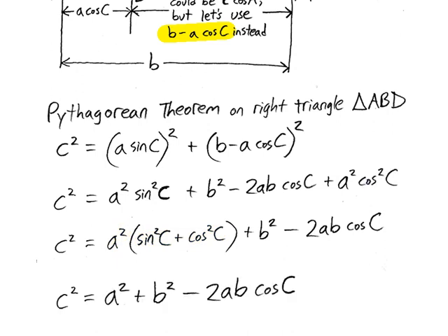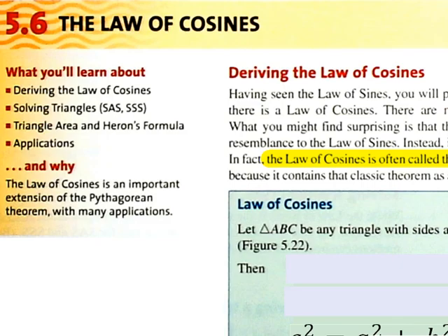So we end up with this equation. c squared equals a squared plus b squared minus 2ab cosine big C. And this, ladies and gentlemen, is one of the three equations that constitute the law of cosines. Let me go ahead and go to the next page here. That's the chapter we're on, the law of cosines.